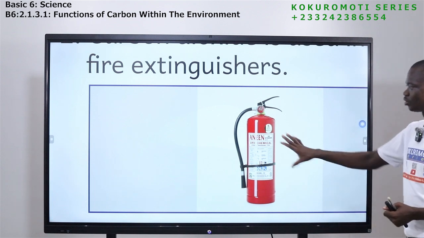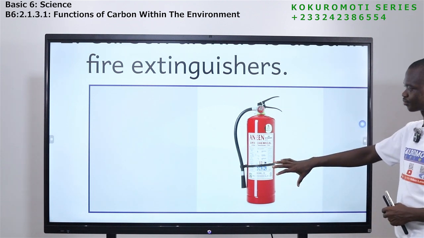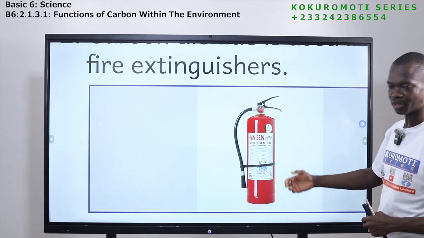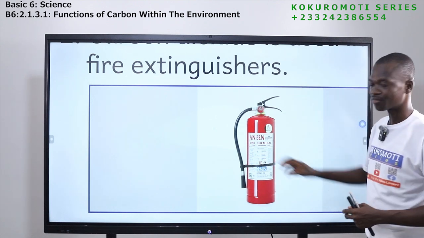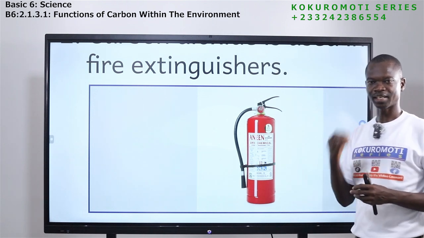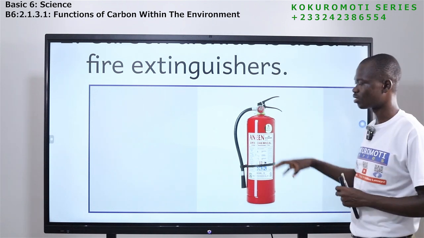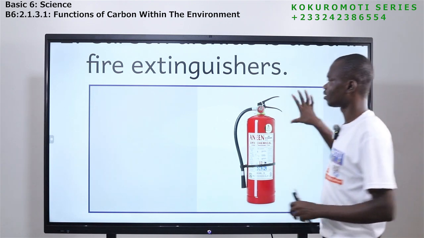Okay, let's come to the next use of carbon dioxide. So here, this is a fire extinguisher. If there is a fire outbreak, we use this to extinguish the fire. What we have inside are different chemicals. One of them is carbon dioxide. So carbon dioxide is used to quench or extinguish what? Fire. Okay.